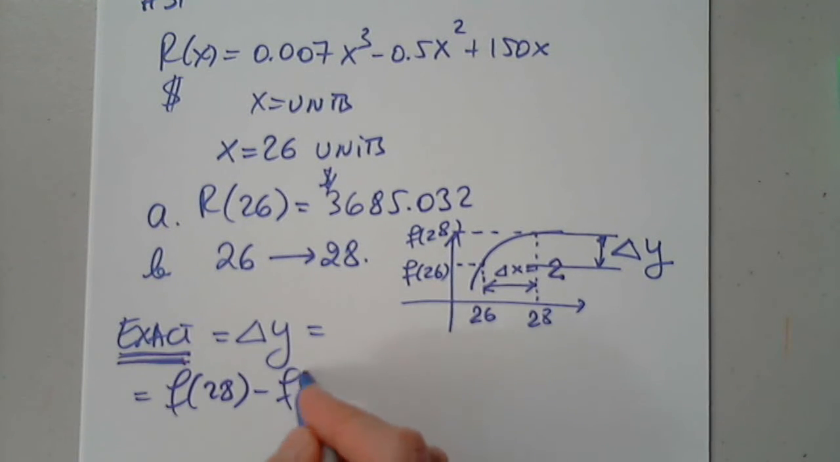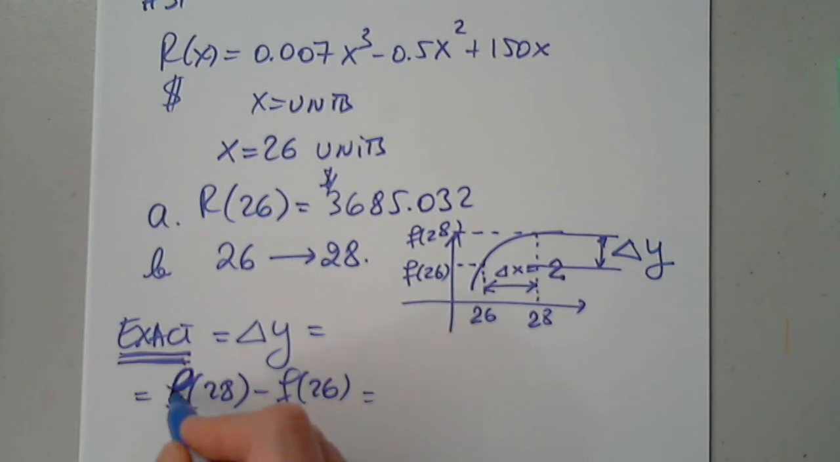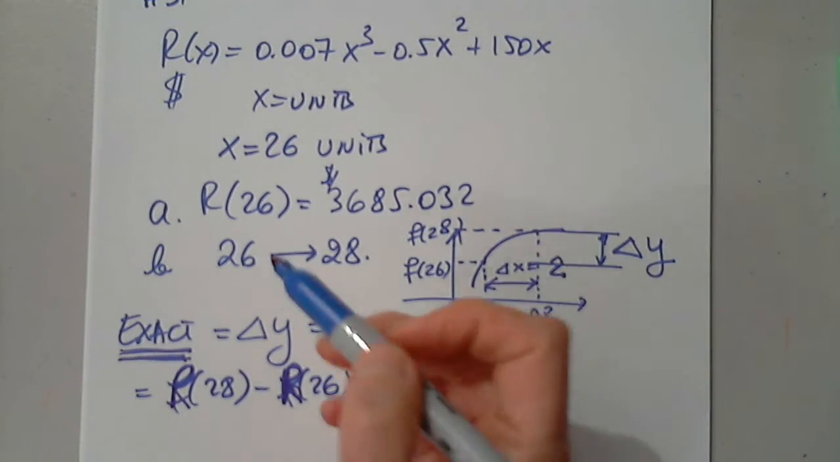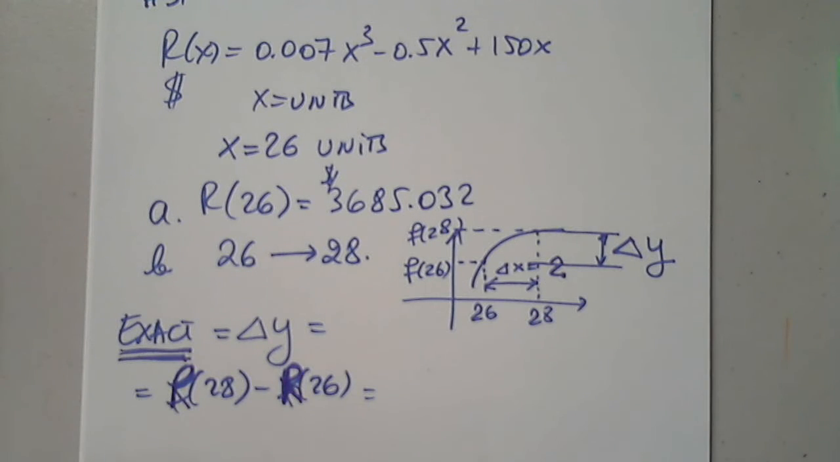F of 28 minus F of 26. I have F of, oh, sorry, revenue, of course. In my example, it's fine, but R of 28 minus R of 26. I have R of 26. I need R of 28. Not a big deal.